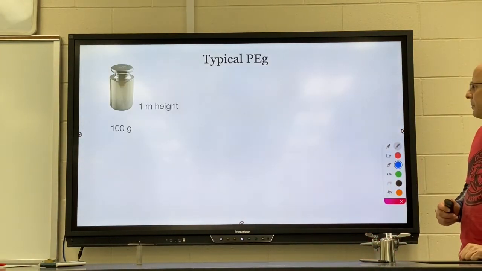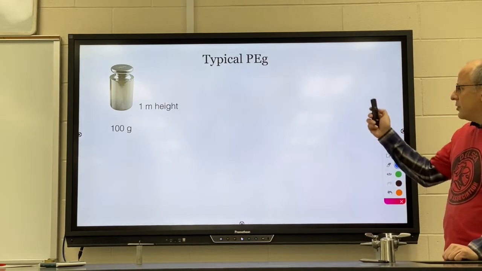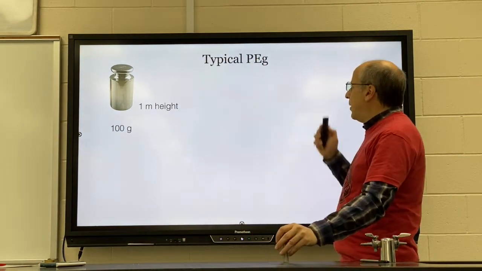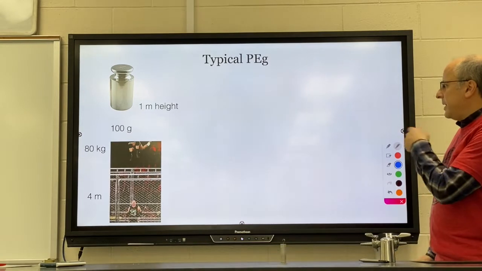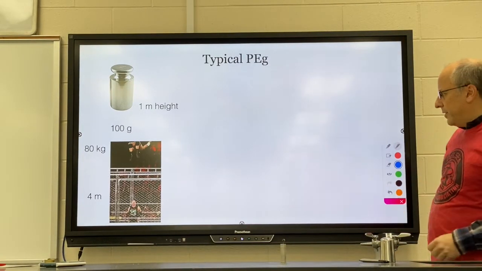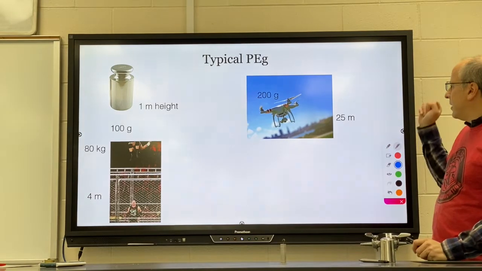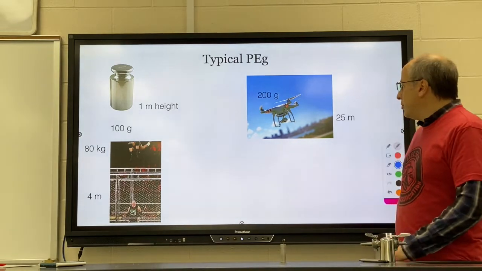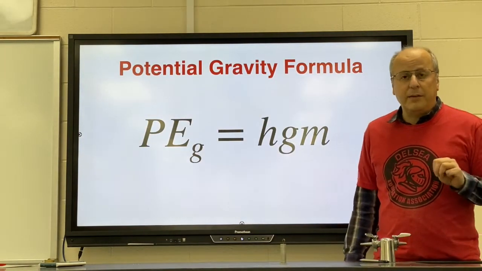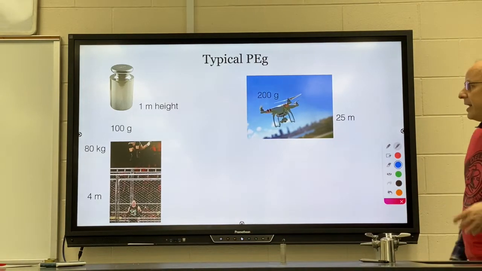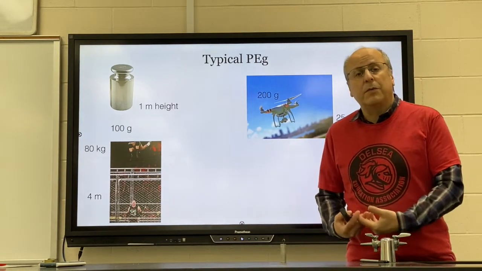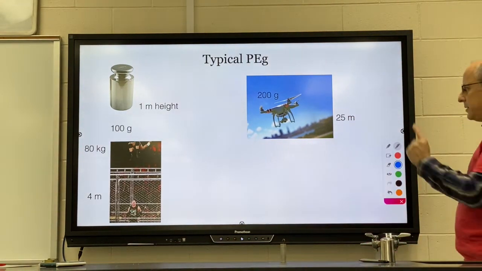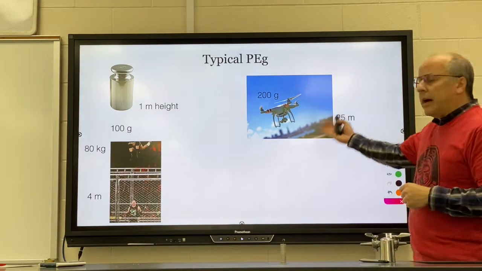I'd like you to calculate some typical gravitational energies. So let's take a 100 gram object and let's put it 1 meter above the ground. Let's take a wrestler and put them 4 meters above the ground. And finally, let's take a little toy drone and put it 25 meters above the ground. So use your formula three different times to calculate these three different gravitational energies so you get a feel for what numbers are typical for different objects. All right, you got the small mass, you got the wrestler, and then you got an object at a pretty high height.